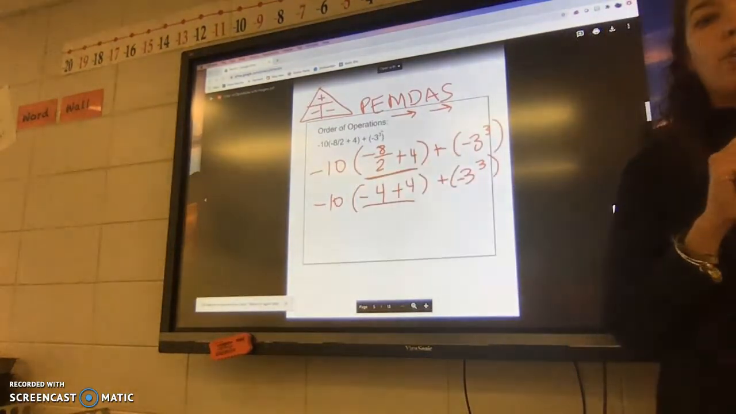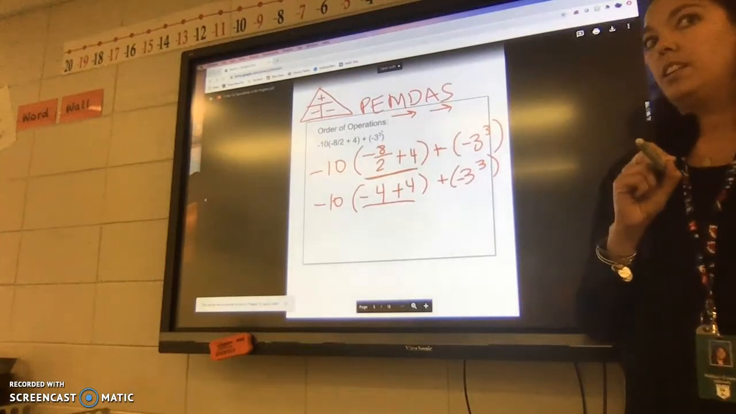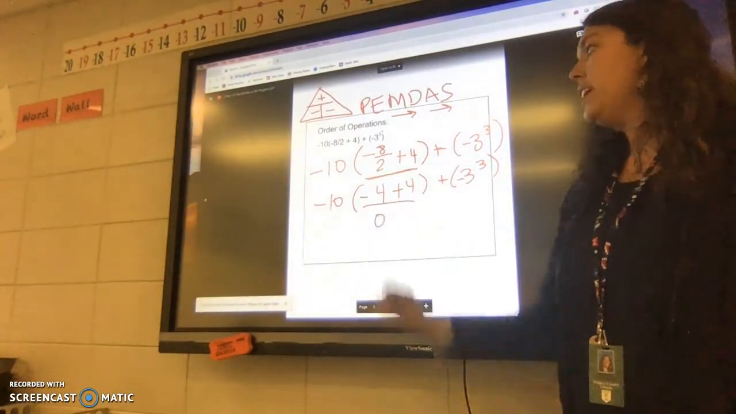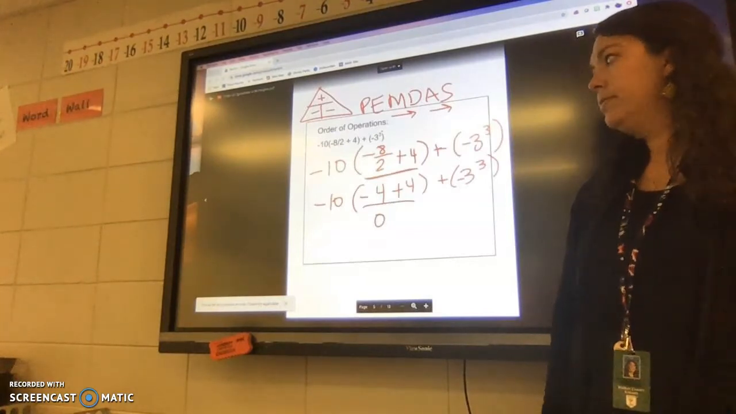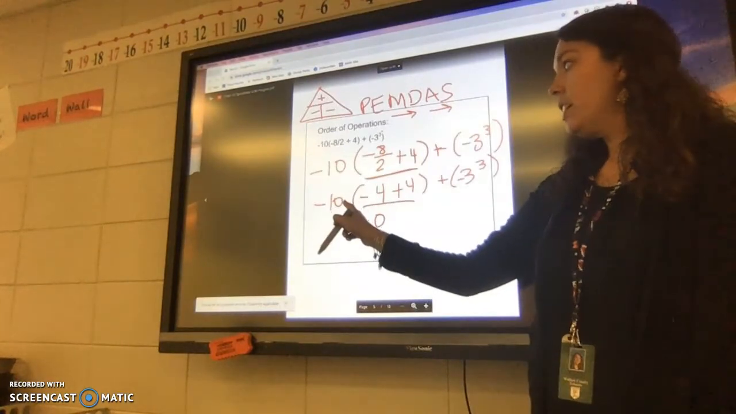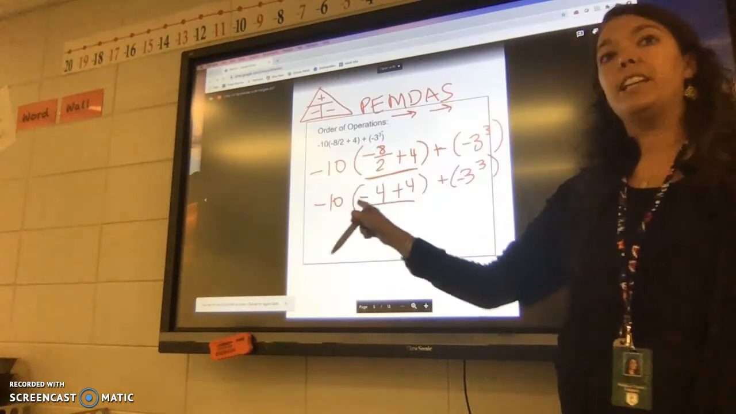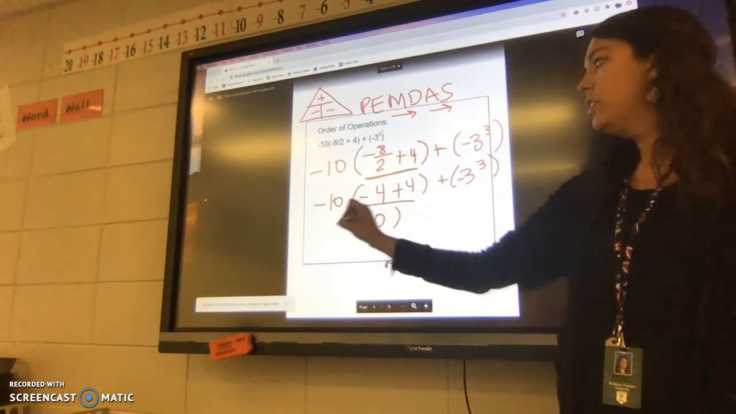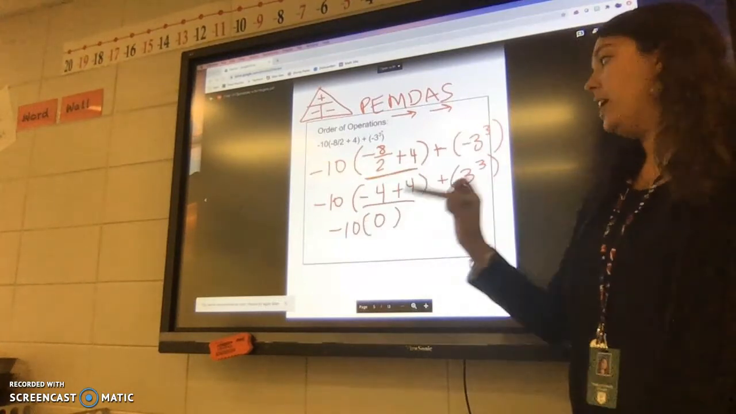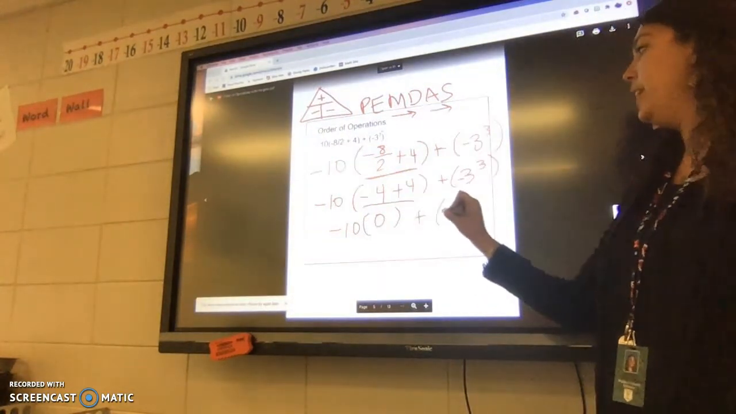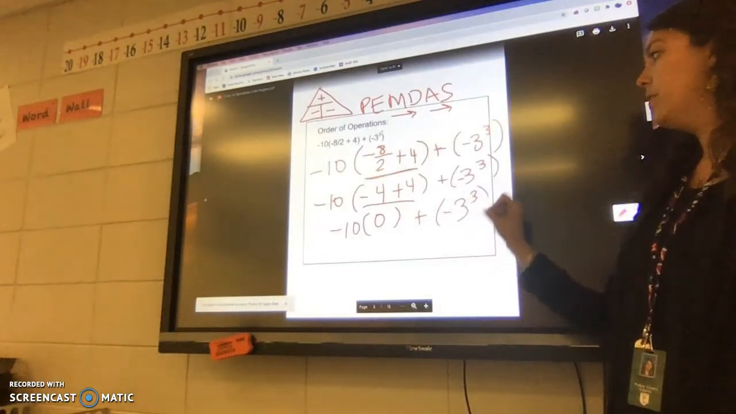Negative 4 plus 4 is 0. Do I get rid of the parentheses? No, because that wouldn't make any sense. There's nothing in between. So what does that mean to do? Multiplication. You will end up multiplying, but we're not there yet. We've got to finish out this other parenthesis.